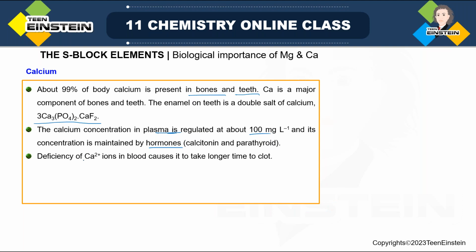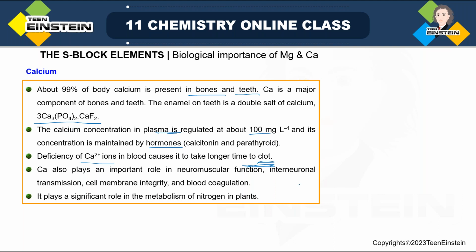If there is deficiency of this ion, the blood will take longer time to clot. So suppose if there is some bleeding and if there is deficiency of calcium 2+, if clotting is not occurring at a proper time, bleeding will not stop. So clotting is very important, but for clotting to happen, we also need proper concentration of Ca2+. There should not be any deficiency.